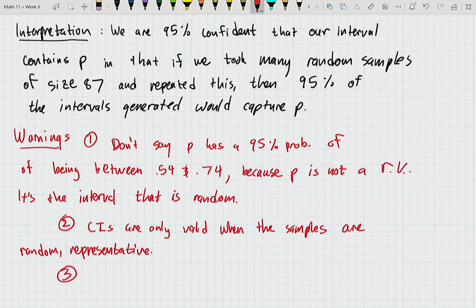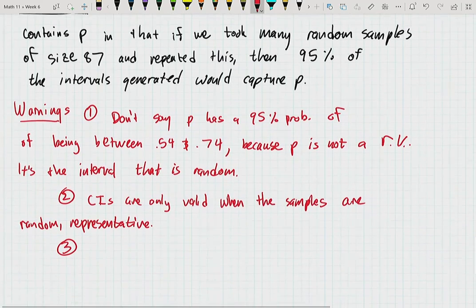Finally, one final warning. Remember the 95% confidence interval? That still leaves a 5% chance that we're wrong. So they don't always contain it.